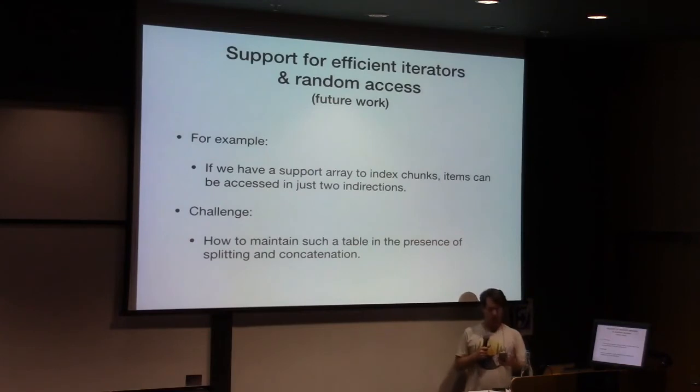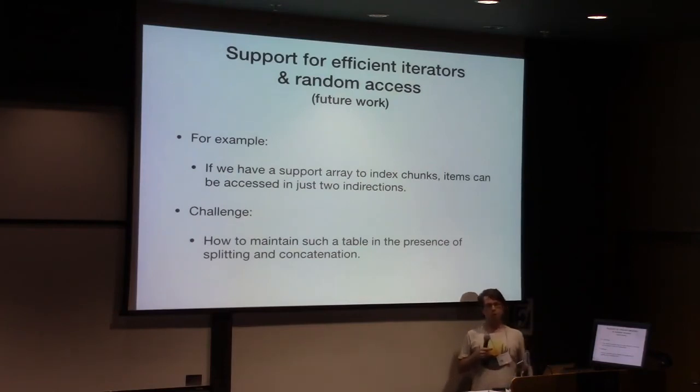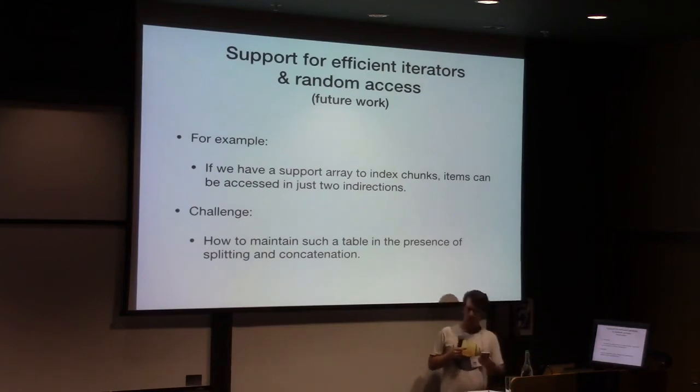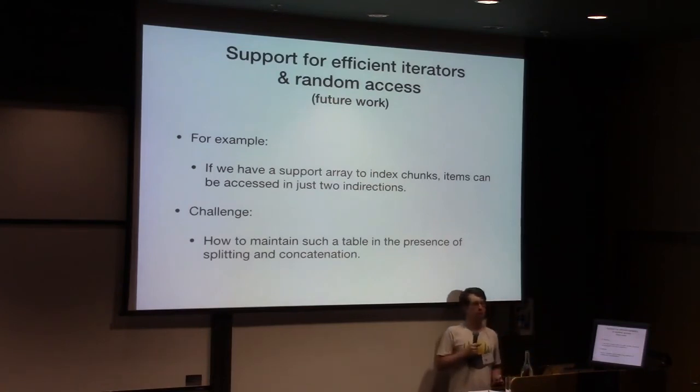We're also looking into ways of getting the benefits of very fast random access, like you have with the dynamic array structure. We have two levels of indirection, but additionally have the same kind of functionality of the chunked finger tree. You would do that by, for example, allocating a big table with pointers into the chunks, but then you have to worry about how you deal with splitting and concatenation.